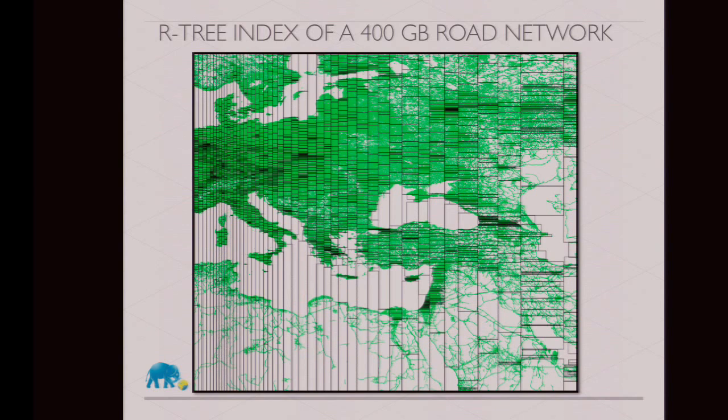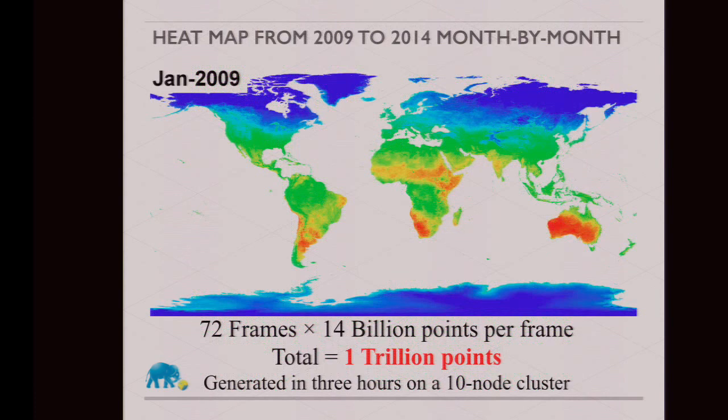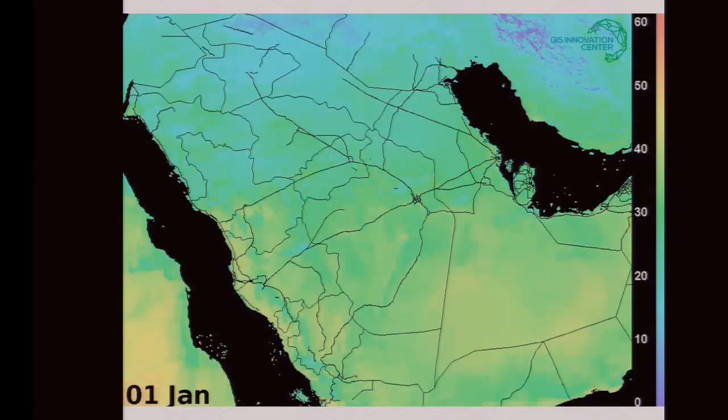So in order to find a specific road, instead of having to search over each record, it can use these bounding boxes to search over and pick out a specific one in a much faster method. So here's a heat map that was generated from 1 trillion points, and it was generated in 3 hours over a 10-node cluster. So that's kind of flexing some of its might.